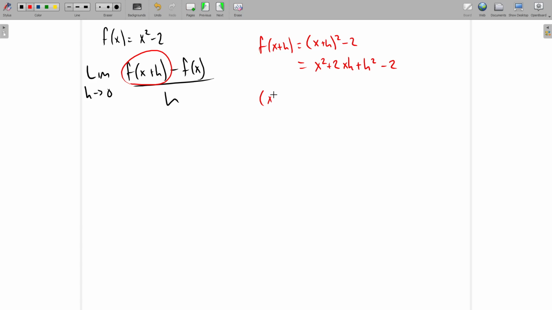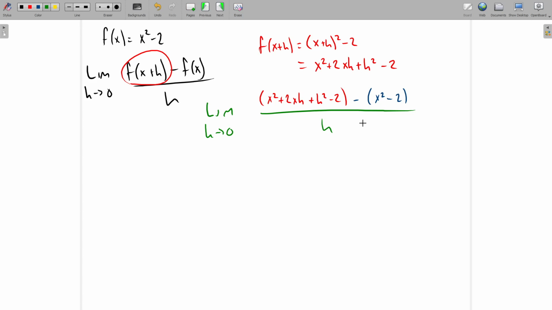We can have x squared plus 2xh plus h squared minus 2. And then we have minus f of x, which is given to us in the problem, minus x squared minus 2. Notice how I've put everything in parentheses. And then we still have this divided by h, and we're still doing the limit as h approaches 0. Now if we plugged in 0 for h at this point, and really at the previous point, we would end up with 0 over 0, which we know is an indeterminate form and tells us that we can do something more to the problem.